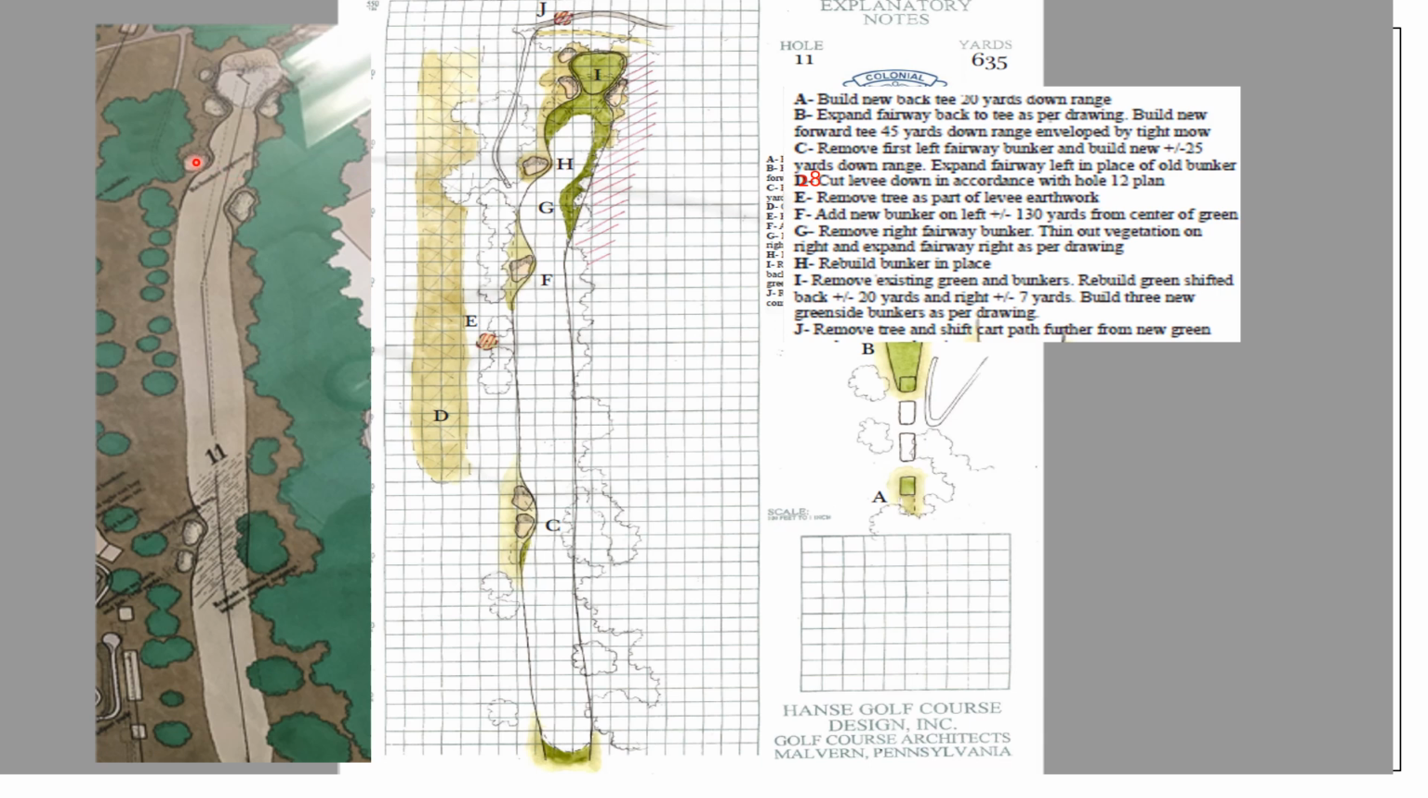H, rebuild bunker in place. That's this bunker. As you can see, this bunker here goes away. Remove right fairway bunker, thin out vegetation on right, expand fairway. So this is, again, trying to get more intimate to the creek a little bit, to get the golf course more closely aligned to the creek, and then some of this thinning here to where you'll see this bank and you'll know it's there, and you're playing a little bit closer to the right side.